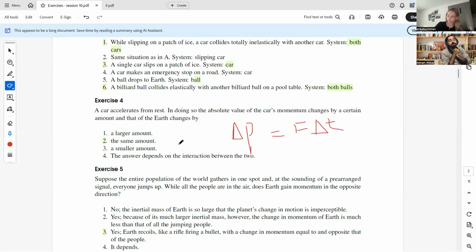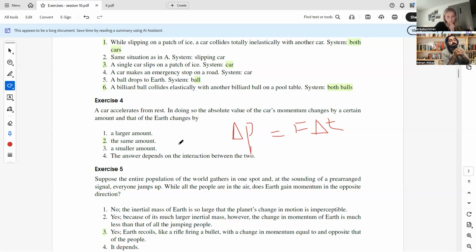Smaller amount in option 3: if you say smaller amount, it means you are violating the law of conservation of momentum. If you say the car is supplying some momentum to the Earth, and in return Earth is providing a little amount of momentum, how will you justify the law of conservation of momentum? The law of conservation of momentum will be violated in part 3, so it is not possible.